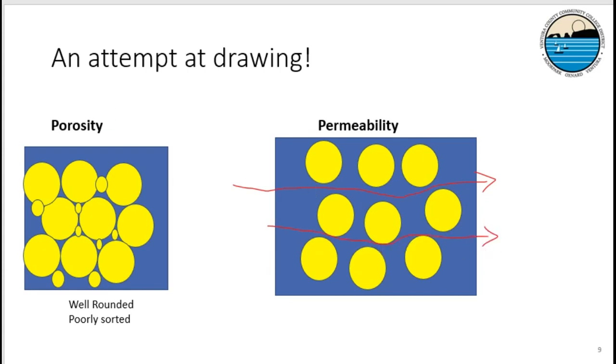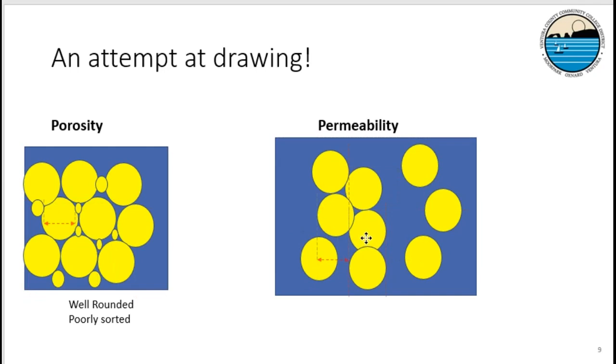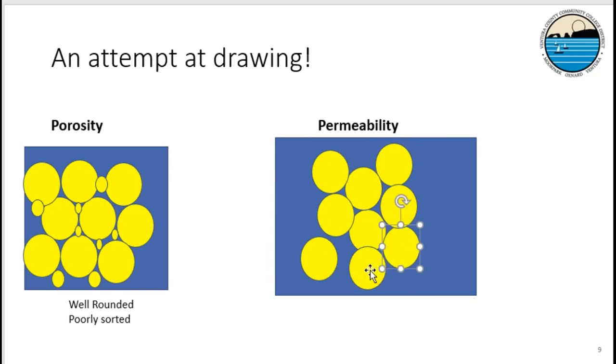So now I'm going to erase my arrows. And let's rearrange the grains a little bit. So now all these grains are tightly pushed together. And now you can see that the flow is going to be a little bit more difficult to go between. It's not straight across like it was before. So now if we have flow, it's going to be obstructed. It's going to barely be able to squeeze between these grains. There's very little space. So now this has much lower permeability here than we did before.